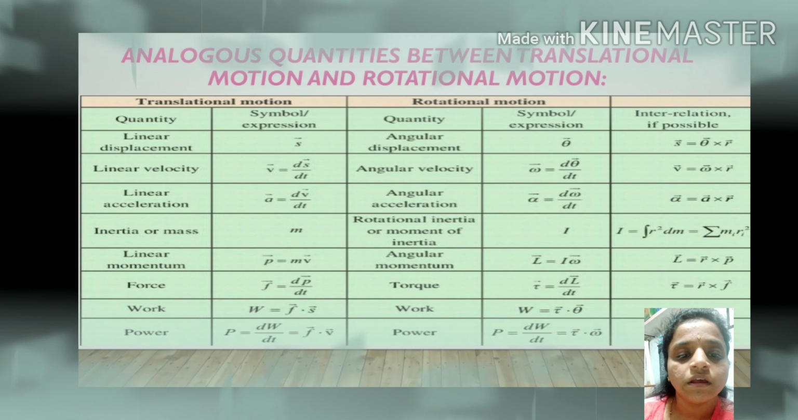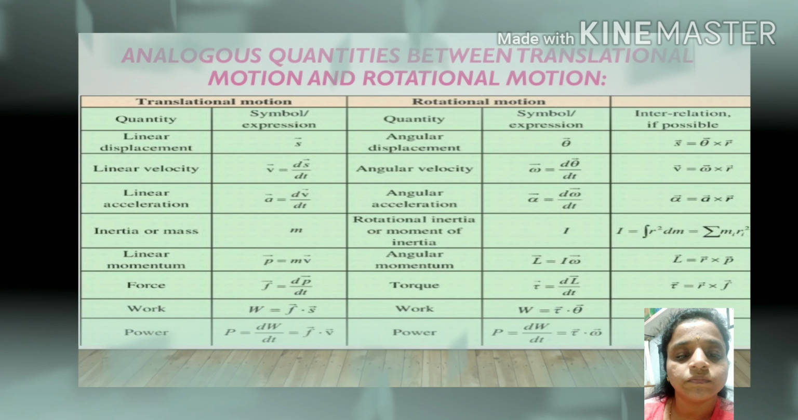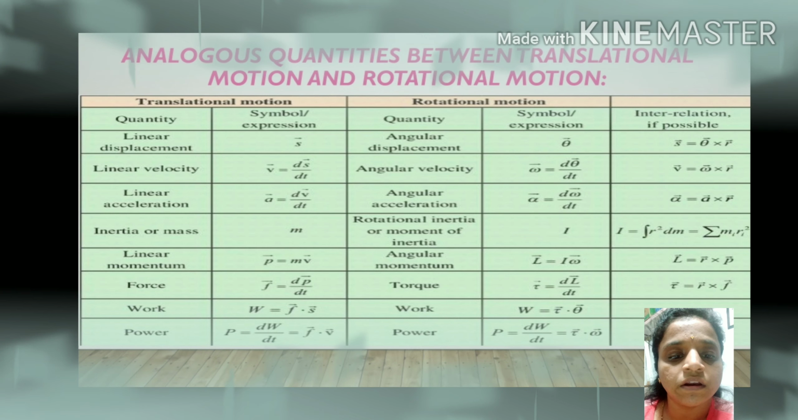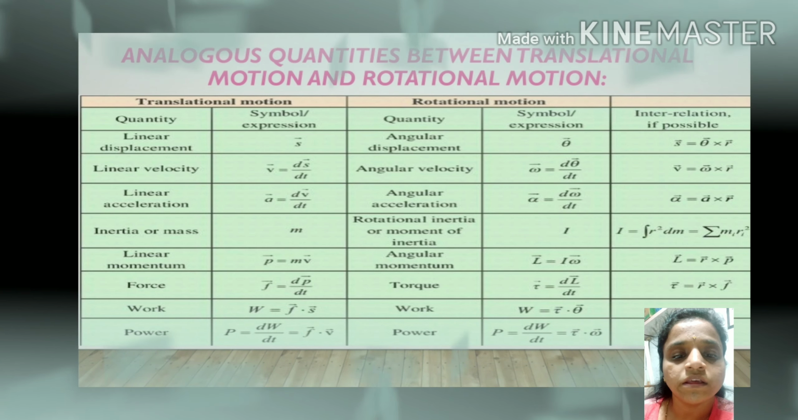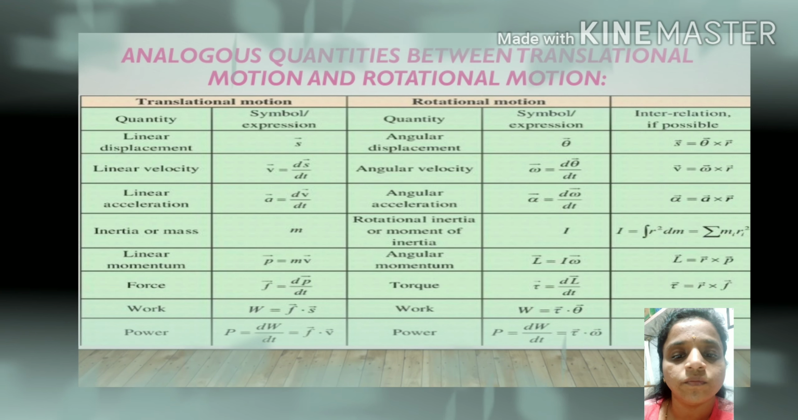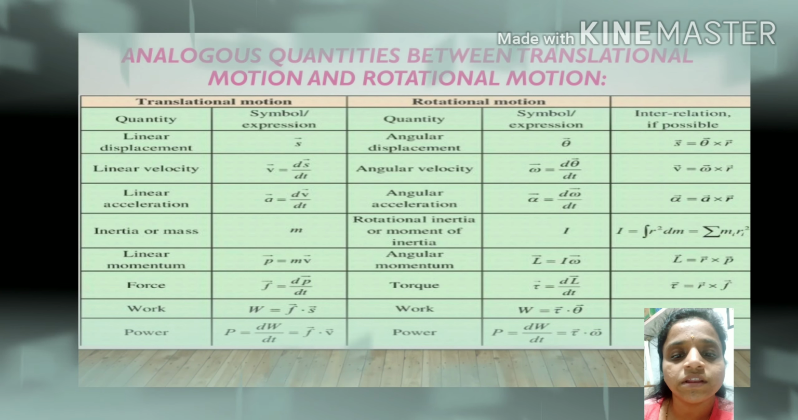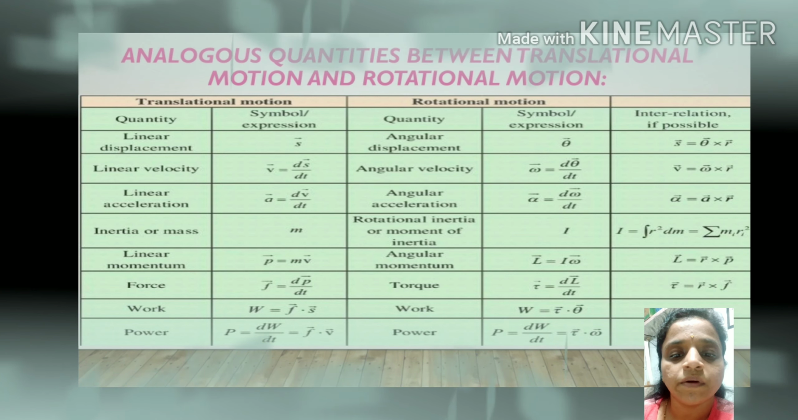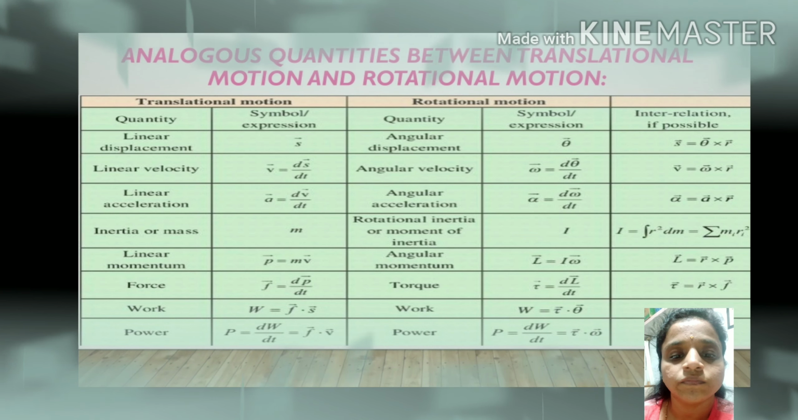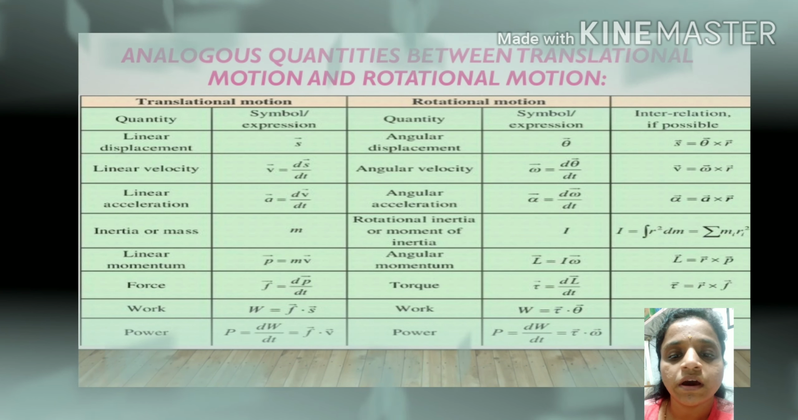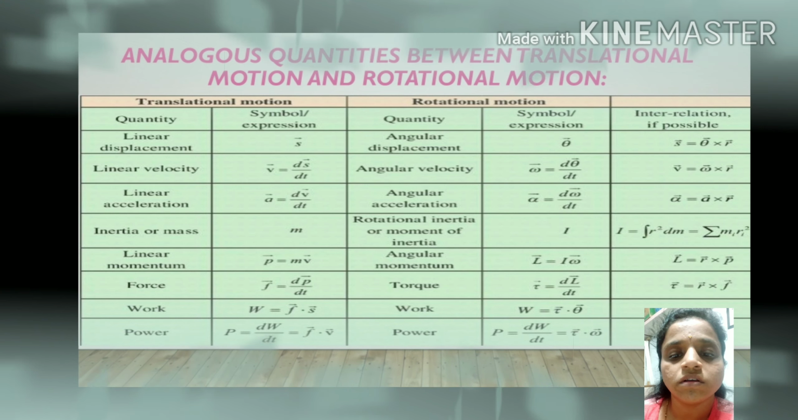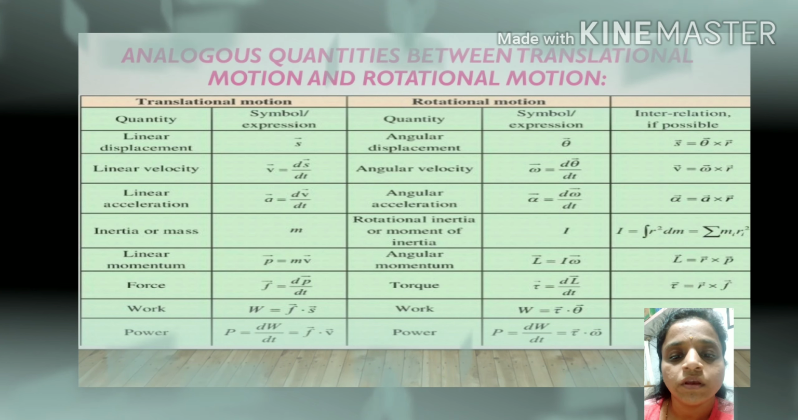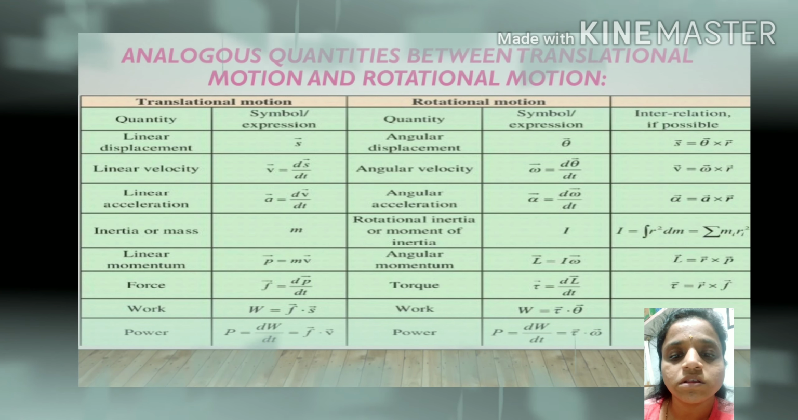Then second is linear velocity v bar, which is the rate of change of linear displacement, ds bar upon dt. It is analogous to angular velocity omega bar, which is the rate of change of angular displacement, d theta bar upon dt. So see, linear velocity v bar is equal to angular velocity omega bar cross r bar. V bar is equal to omega cross r bar.